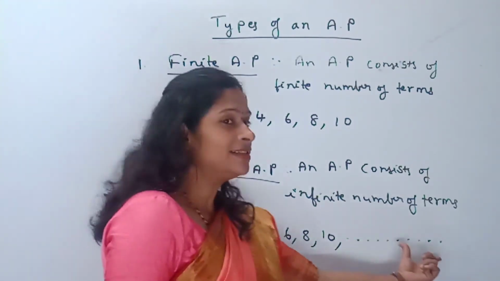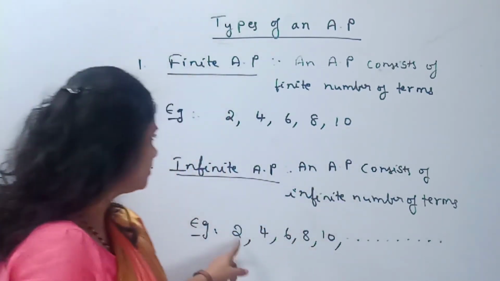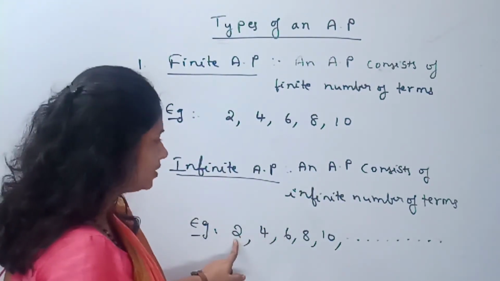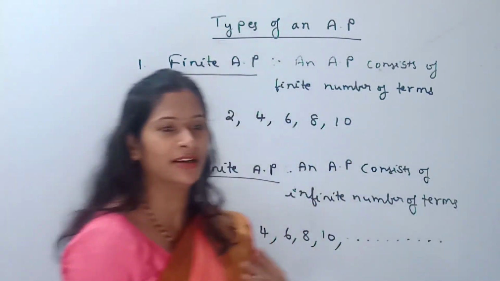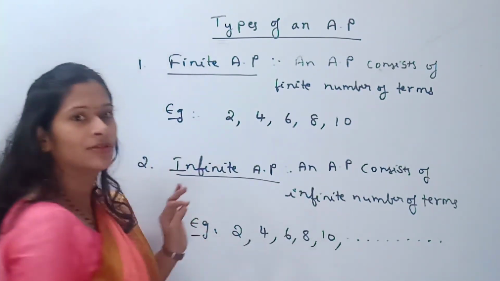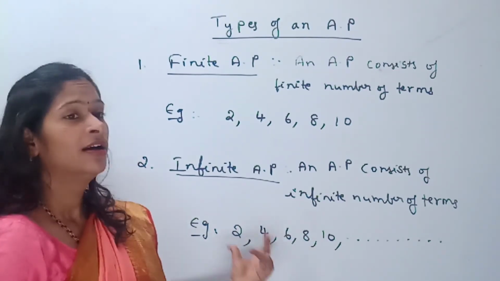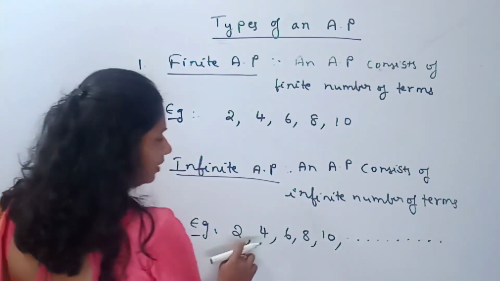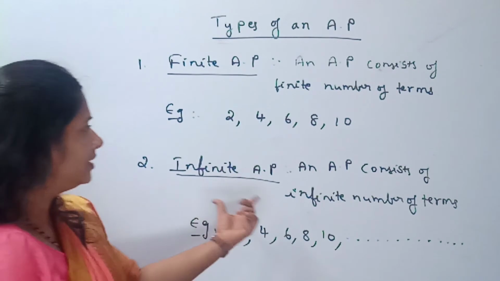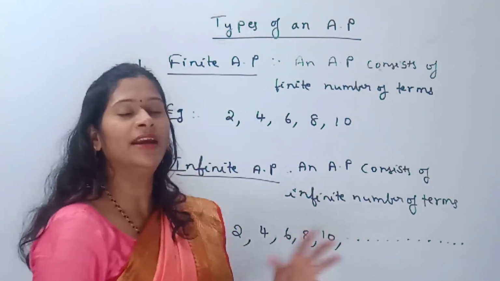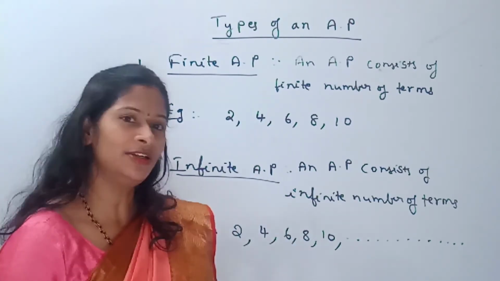So here the last term is not there, isn't it? But in the previous case the last term is there: this is 10. Now in this infinite AP, the first term is 2 and you are not finding any last term, isn't it? Such a type of AP is called an infinite AP. You cannot count how many terms are there in this AP. So you cannot say that there are only 5 terms. No. We have put dots and so on. So this AP does not contain a finite number of terms. Is it clear? Such a type of AP is called an infinite AP.